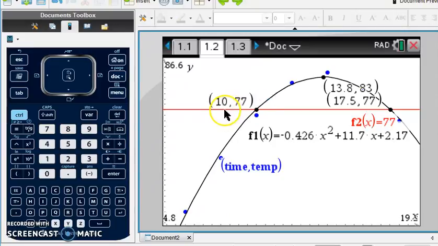10 would be less than 12, so that's 10 a.m. 17.5 is more than 12, so subtract 12 and I get 5.5, so at 5:30 p.m. So at 10 a.m. and 5:30 p.m. I'm at 77 degrees Fahrenheit. And that is how we can do a quadratic regression, as well as some of the potential application problems that you may see.